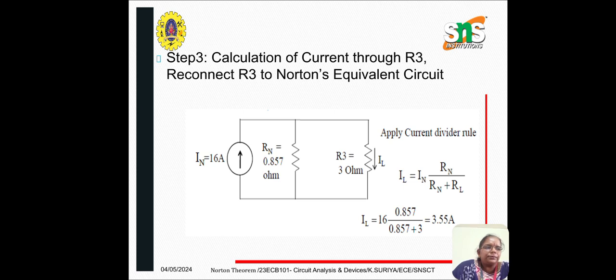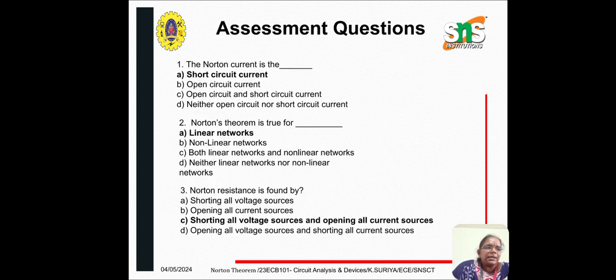So we will take up some assessment questions. The Norton's current is: the choices are short circuit current, open circuit and short circuit current, neither open circuit nor short circuit current. Yes, the answer is short circuit current. Next one: Norton's theorem is true for linear networks. It's not used for non-linear networks. So the answer is linear networks.